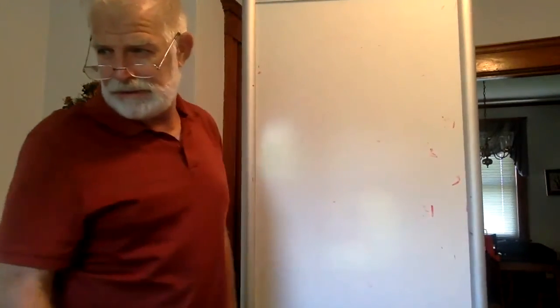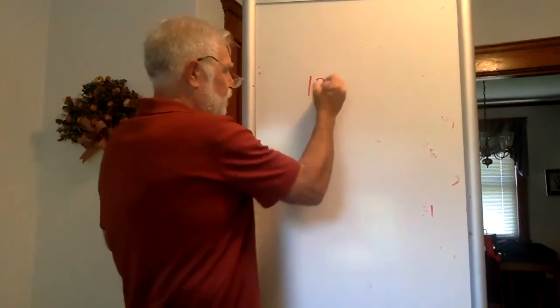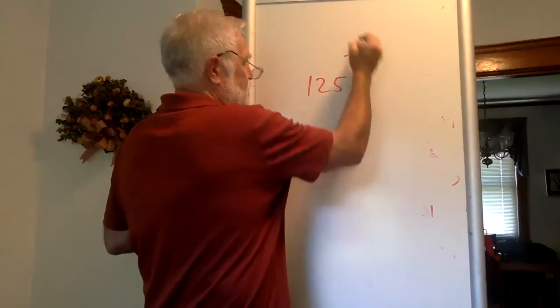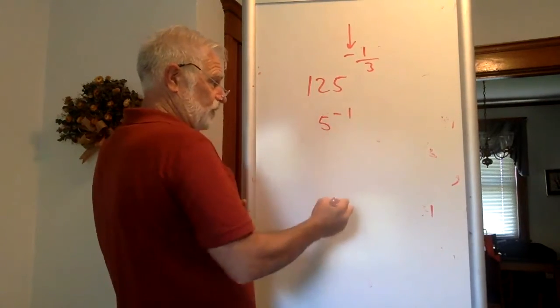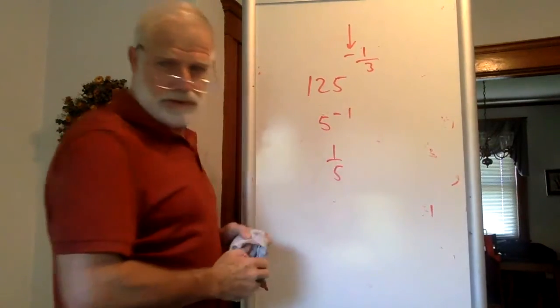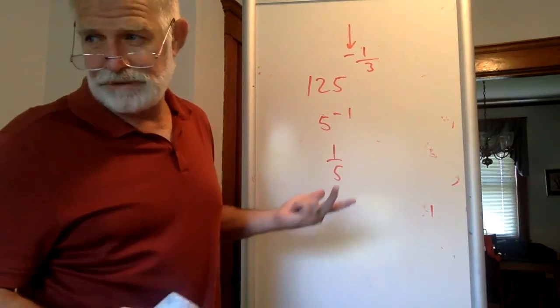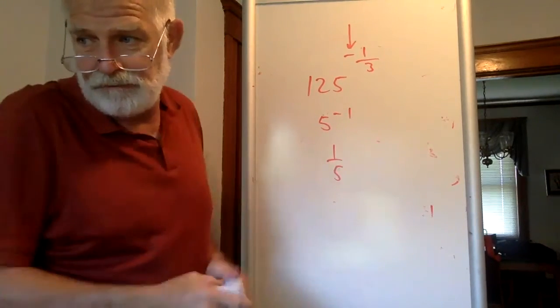All right, 125 to the -1/3. I'll take the reciprocal last, but I'll take the cube root right now. That's 5 to the -1, that's 1/5. Okay, I don't know if it was to the 2/3 or hopefully I copied it right.